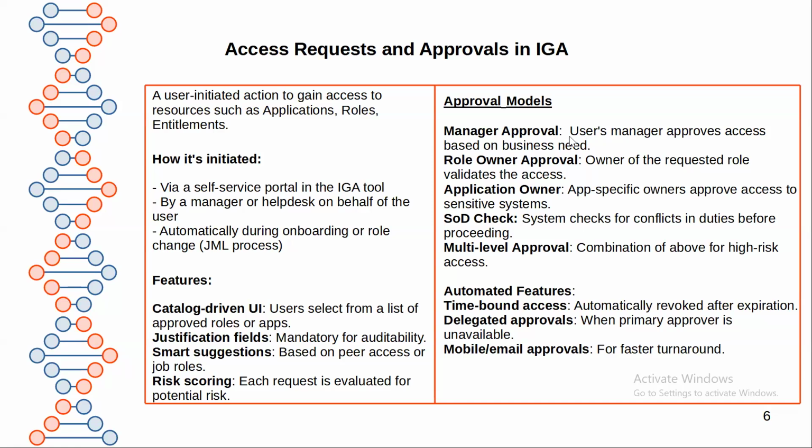The moment someone creates an access request, the default approval model that can be applied is that the user's manager approves the access based on the business need. So first of all, the manager has to approve. He or she needs to understand why you need this, whether it is aligned with your business need, your role, your outcomes, your KPIs, whether you need an access or not.